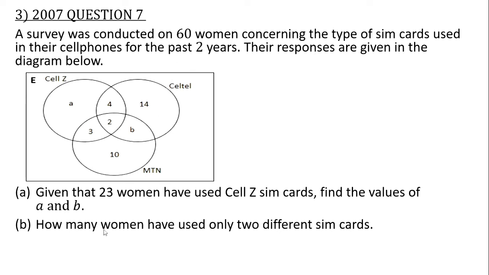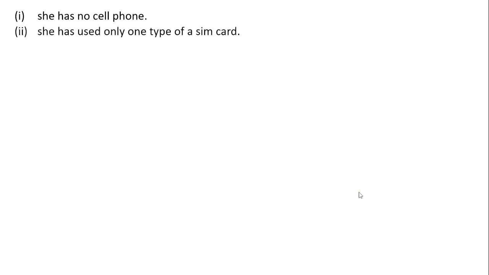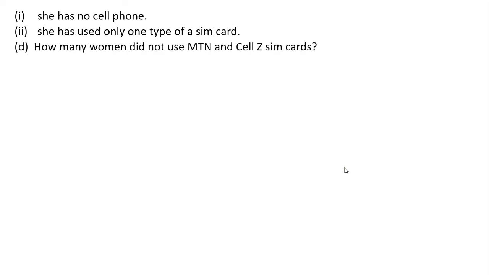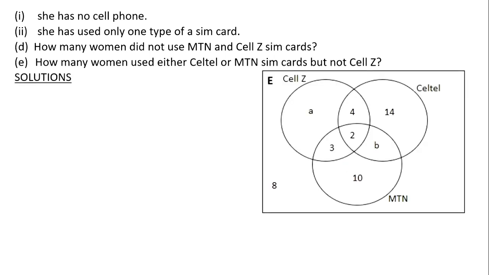How many women used only 2 different SIM cards? If a woman is selected at random from the group, what is the probability she has no cell phone? What is the probability she has used only one type of SIM card? How many women did not use MTN and Cell Z SIM cards? How many women used either Celtel or MTN SIM cards but not Cell Z? So we'll take it step by step. Since we are told that there were 23 women who had Cell Z, we'll have to add A plus 4 plus 3 plus 2 to give us 23. We'll start with that one first.